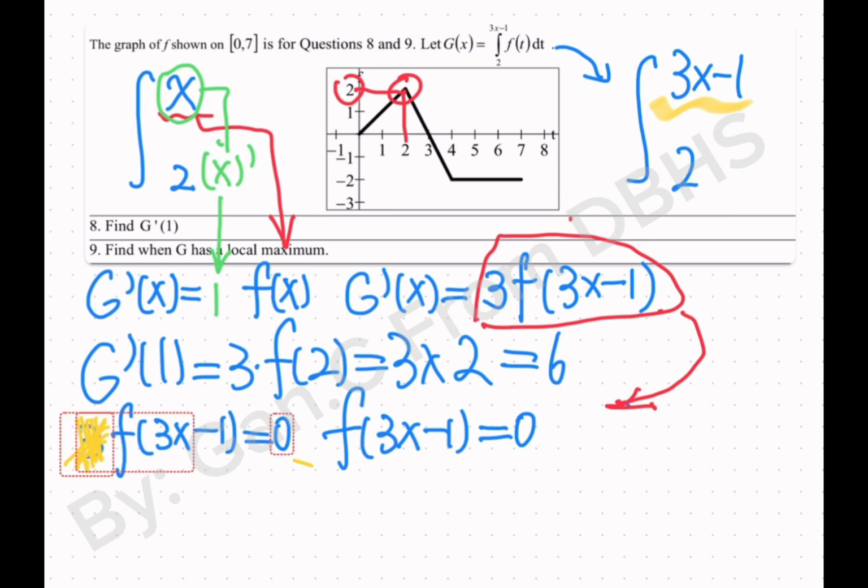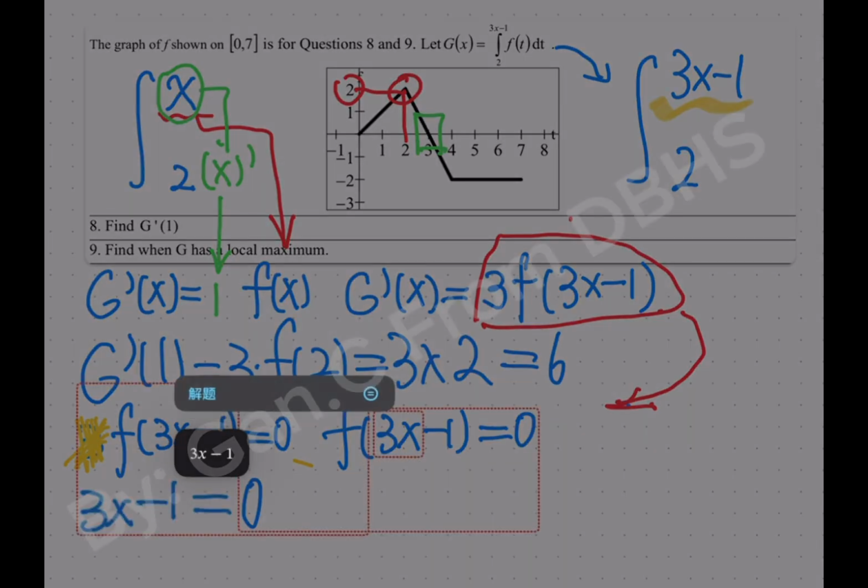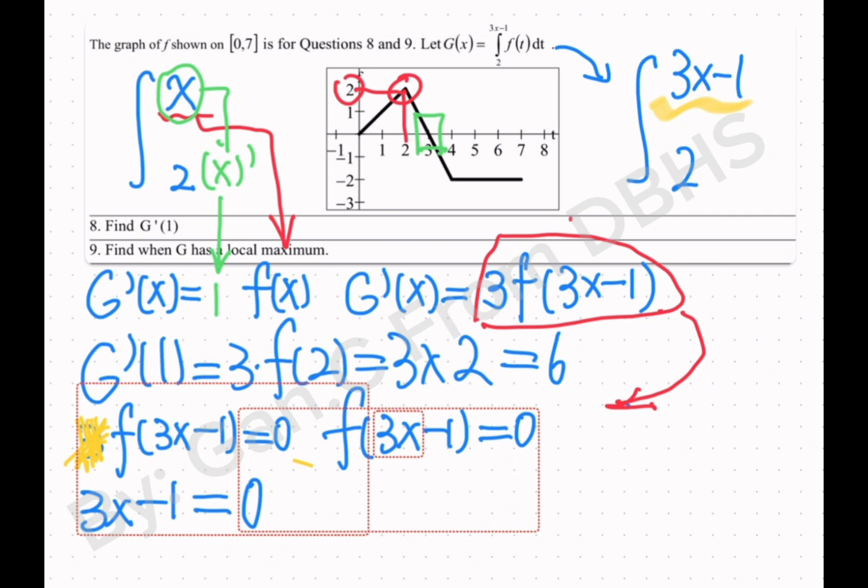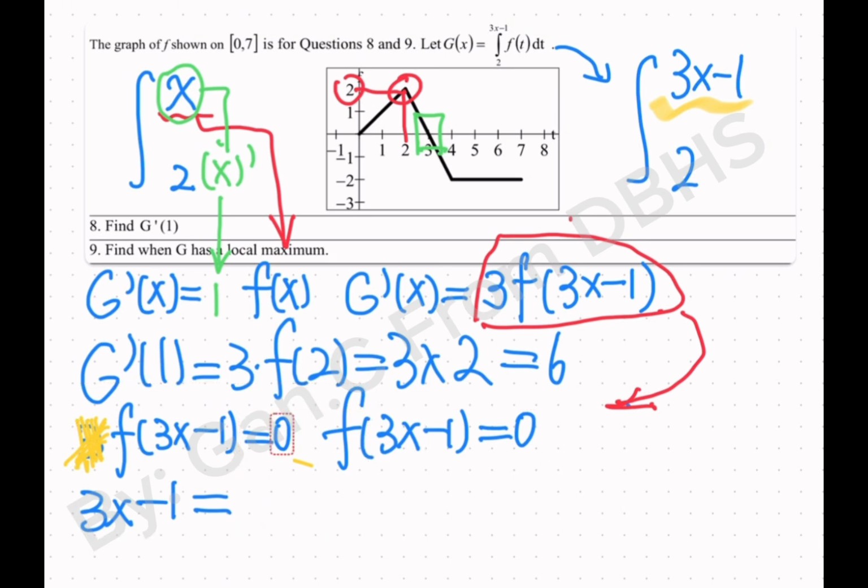So basically, we get back to the graph. Where is the 0 on the graph of f? At 3, right? Why? There's 3 here. This is 0. So then we can easily get 3x minus 1 equals 0. Is this correct? Again, no. Two of my friends got it wrong here again. So let's remove it and write it again.